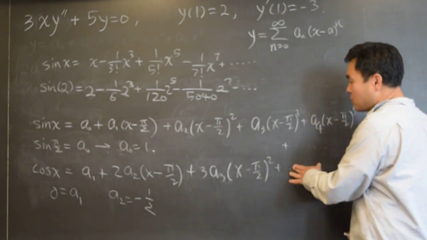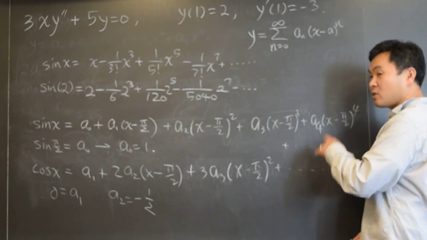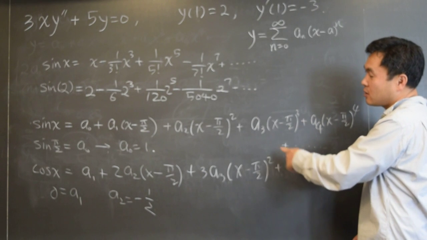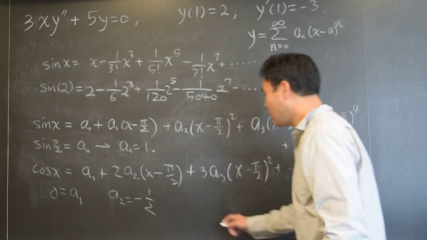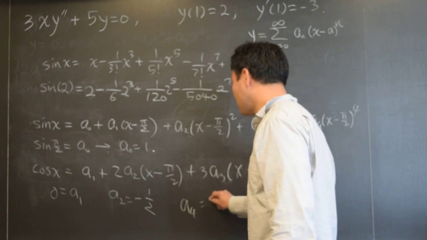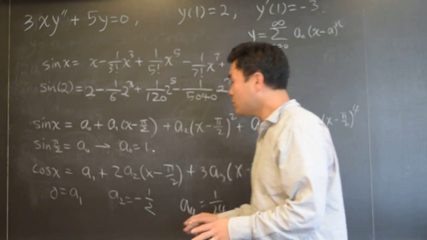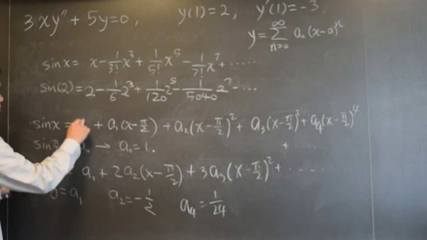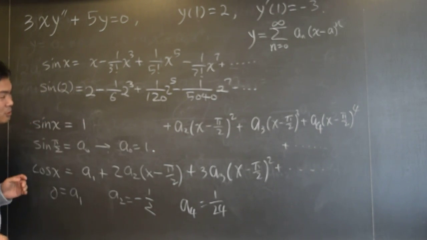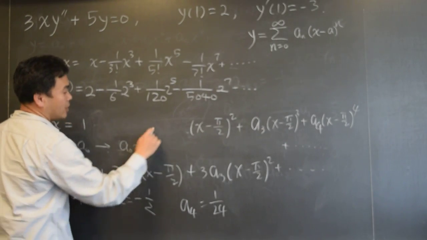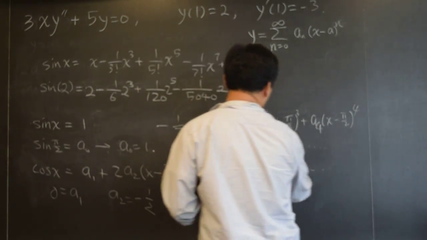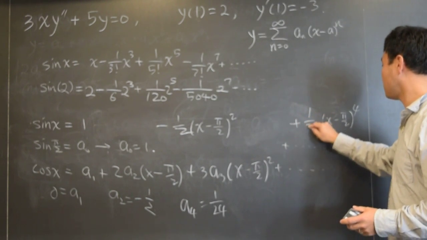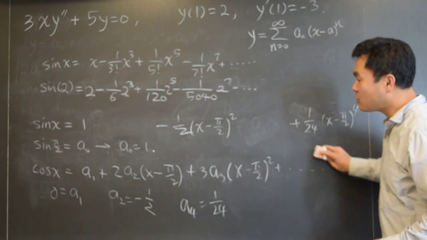The next one will be, let's see, 4 times 3 times 2, which is 24. And that will again be positive. So a4 will be 1 over 24. Okay, so here's what you get. You get this as 1. This will go away. That will be 0. This will be negative 1/2. This will go away. And this one will be plus 1 over 24. And then we're almost there.